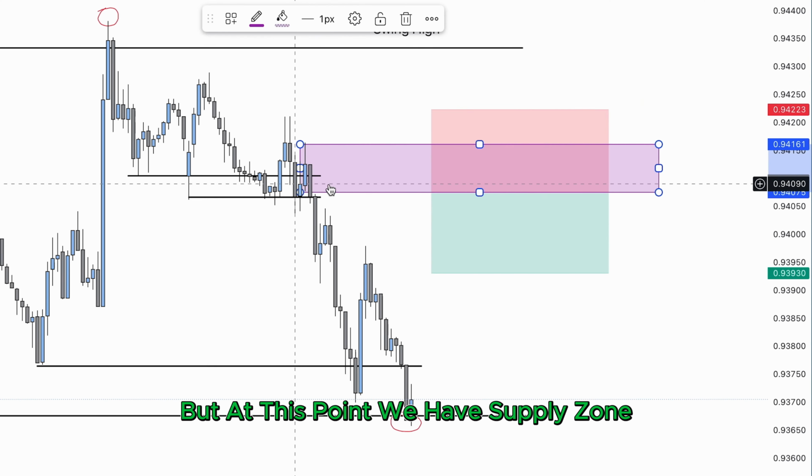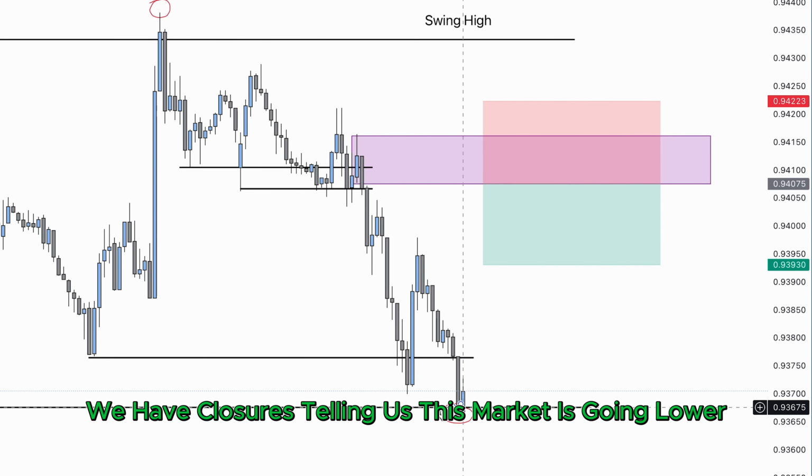But at this point, we have a supply zone, which could potentially be traded into. We have closures telling us this market is going lower.